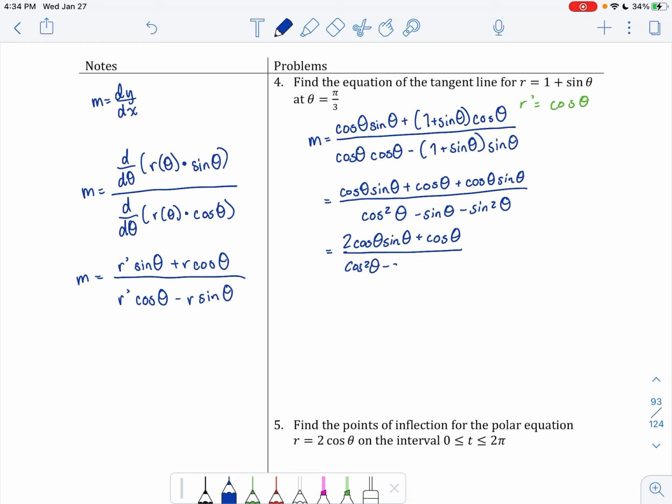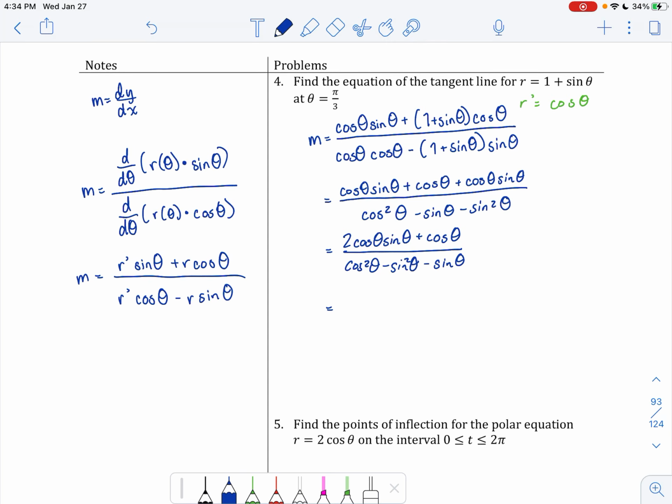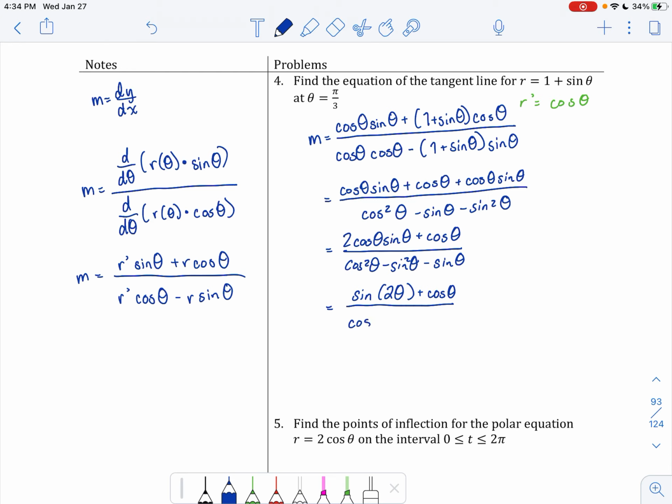We have cosine squared theta minus sine squared theta minus sine theta. Unfortunately, we can't cancel this out with 1 or anything like that, but we can rewrite this to say, well, this would be sine of 2 theta plus cosine, and this is cosine of 2 theta minus sine. So just a nice place to maybe practice some of our functions and formulae. From there, we're interested where this is pi over 3.